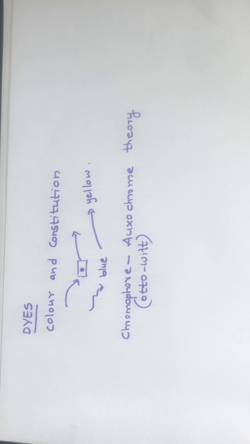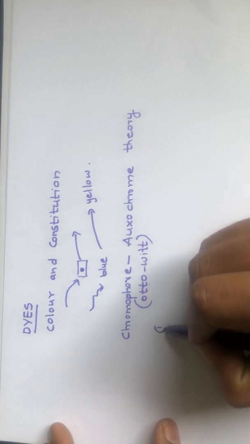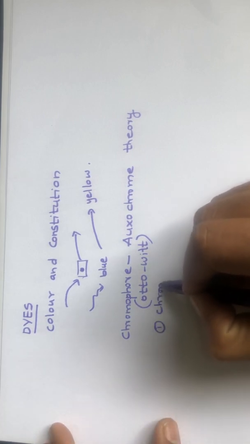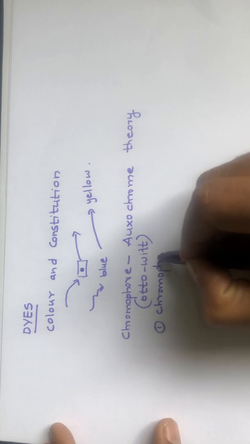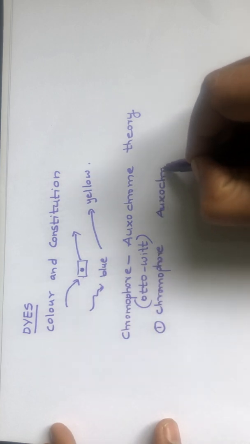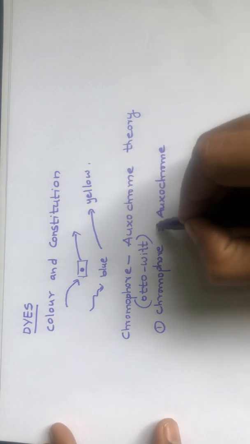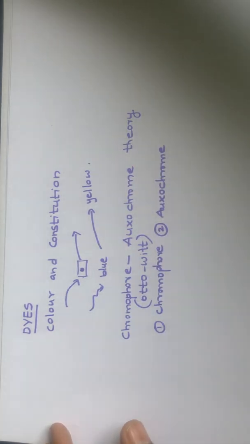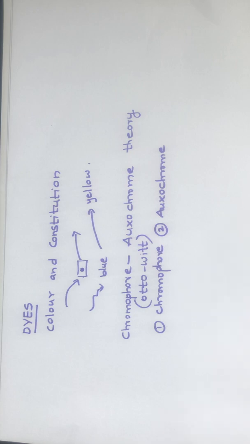According to this theory, a colored substance or a dye is essentially composed of two parts. One is chromophore, the other one is auxochrome. These are the two parts a colored substance actually possesses. Let us see first what these chromophores are.